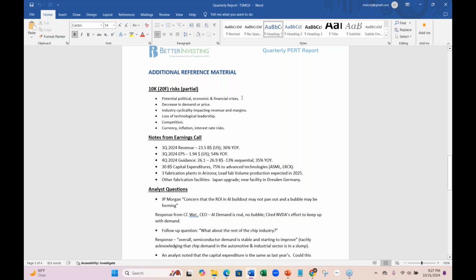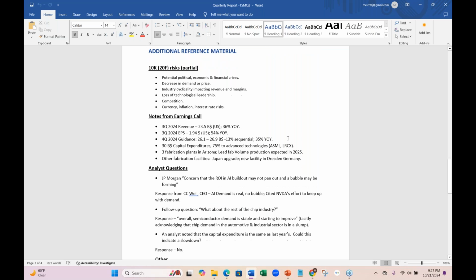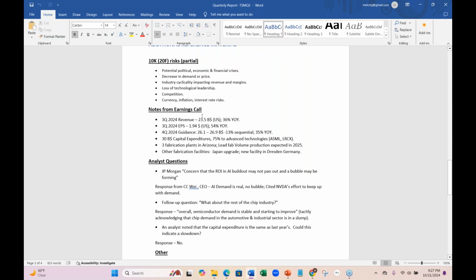But the first one, quite a lot of paragraphs here: political, economic, and financial crises. I mean, let's face it, they're facing China. China is a big problem, even though they do business in China. We could just read the news to know what pressures they are under. So let me go through the earnings call.